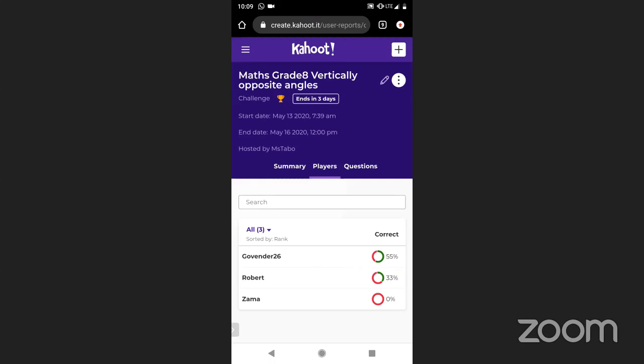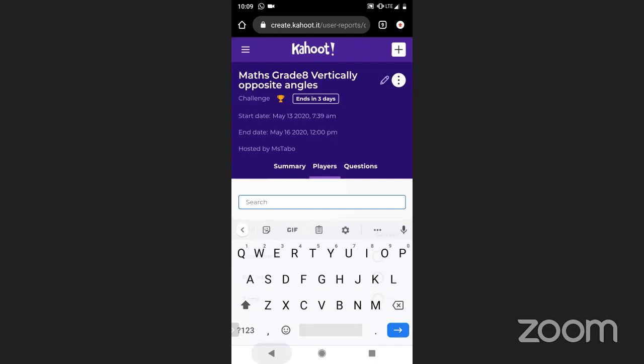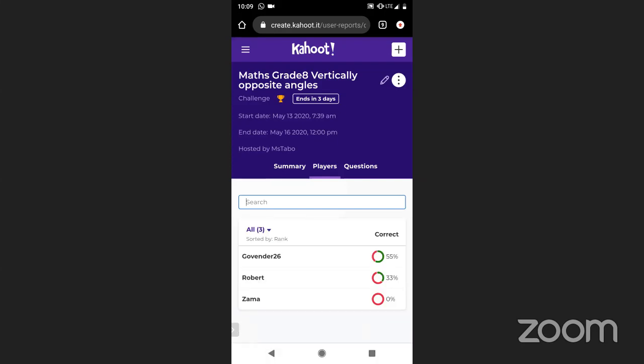We have 3 players. Gavenda, 55%. Robert, can you please finish? We only have 3 players, guys. Can you please enter the pin? Visit kahoot.it and then enter the pin so that you can participate in our game. 2 minutes before we can start our lesson. 77% Gavenda, perfect. Well done. Robert, 44%. Well done, guys.